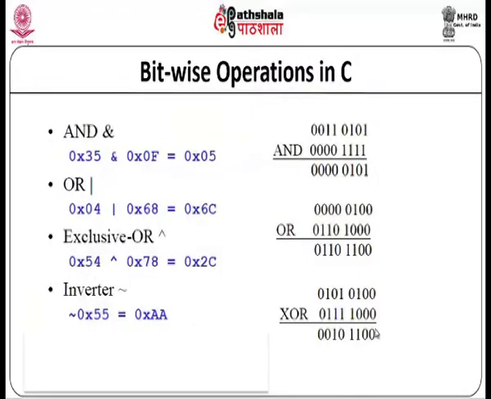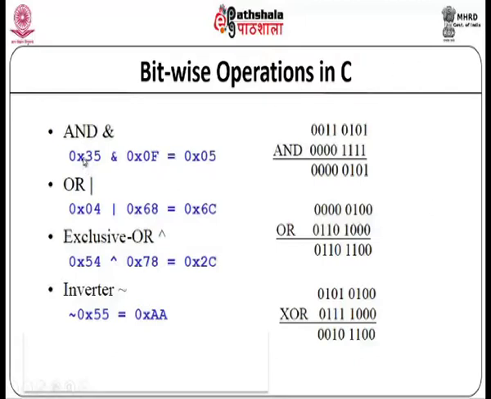So, bitwise operations. When you are looking at bitwise operations, we have AND, OR, exclusive OR and inverter. These are the operators which will be used when we operate on each and every bit. As we know, with AND, if both bits are 1, then we will get a value of 1. So, that is the idea of using an AND gate.